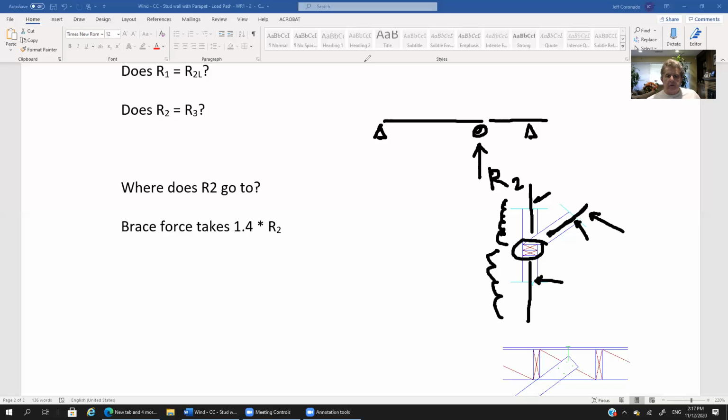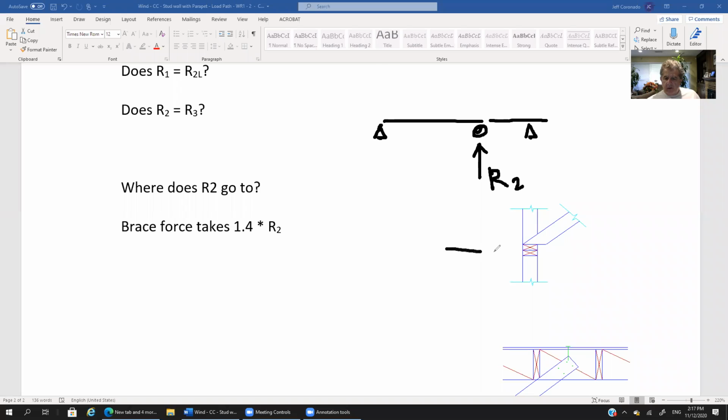Okay, so let me see if I can erase, let me get rid of all of this. So now that we've determined that the horizontal reaction here, R2, goes into the double top plate and the double top plate itself can't resist it, then we know that R2 needs to go into the brace. Okay, so R2 goes into the brace.